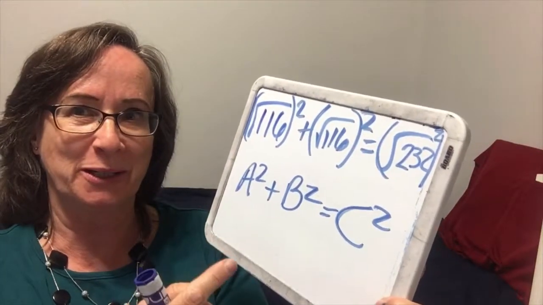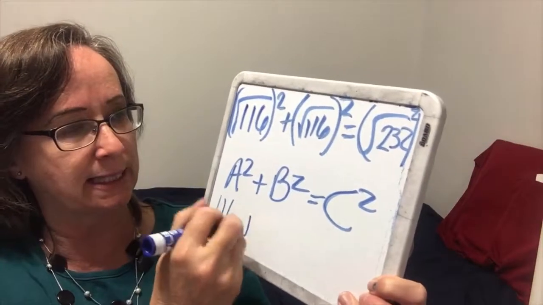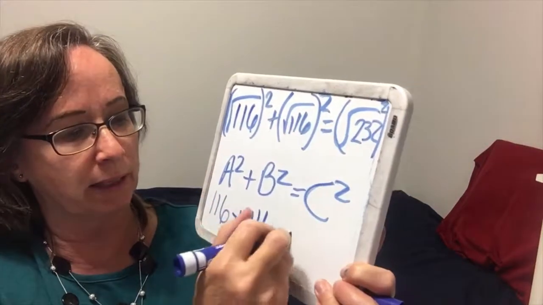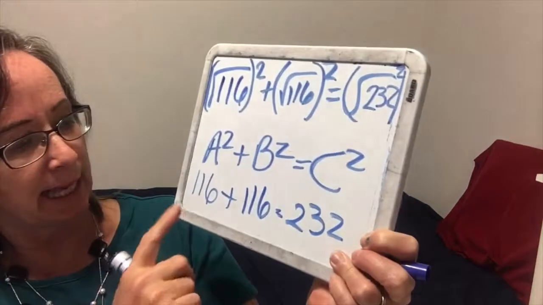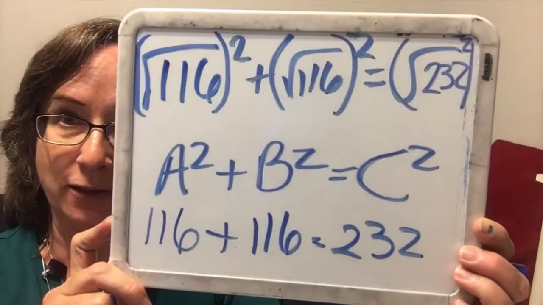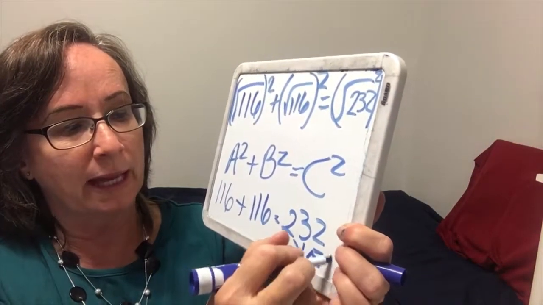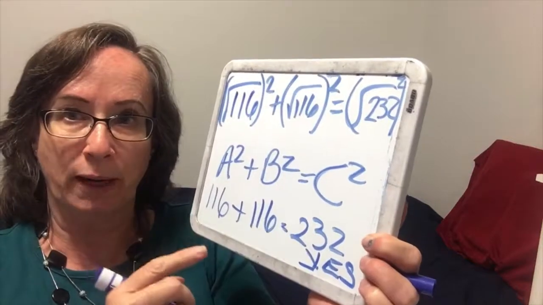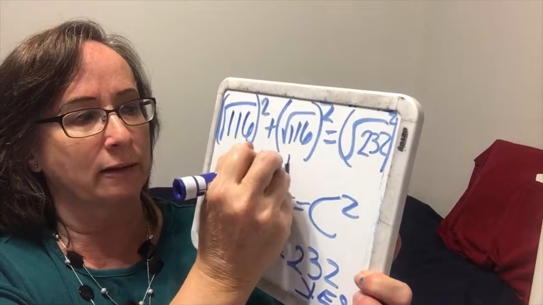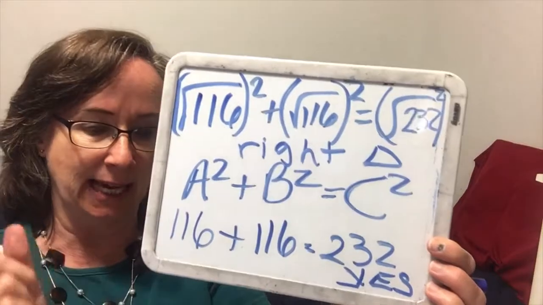So when we square the square root, don't we just get 116? We square the square root, we get 116. And we square the square root of 232, and we get 232. So we say, is 116 plus 116 equal to 232? And the answer is, yes, it is. So since my Pythagorean theorem is true for these points and their distances, I will say, yes, this is a right triangle.